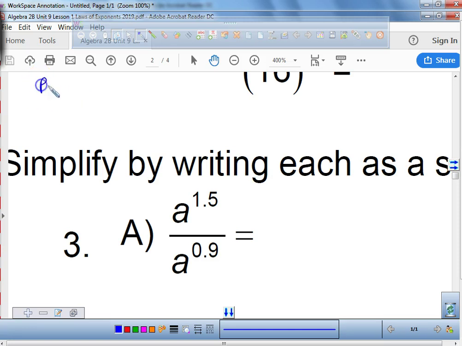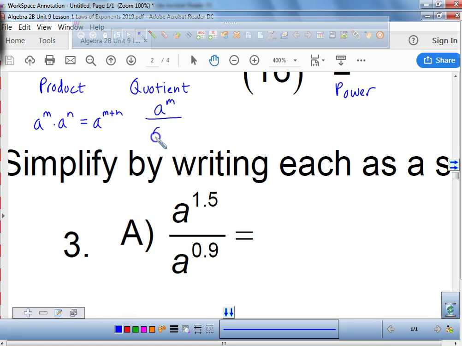I'll put up here the 3 rules. We have the product property, the quotient property, and then we have the power property. So here's the product property: I have a to the power of n times a to the power of n, and we're allowed to add the exponents. Quotient property: we have the same base, we're allowed to subtract them. And the power property: we are allowed to do what's called power to the power, and that's when you multiply.